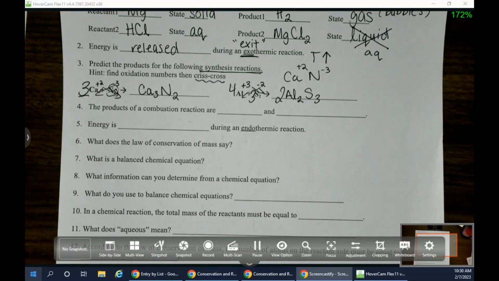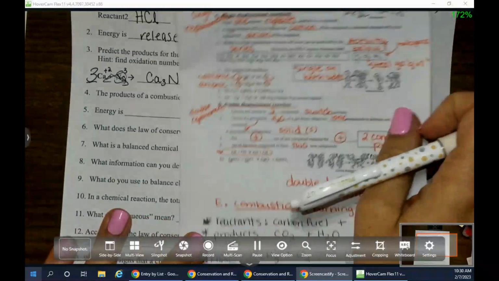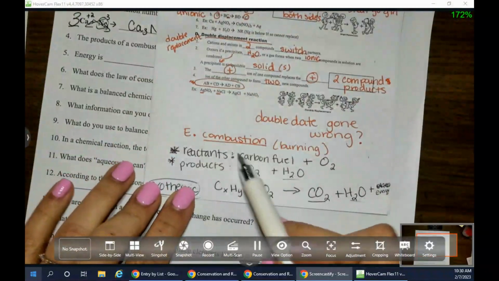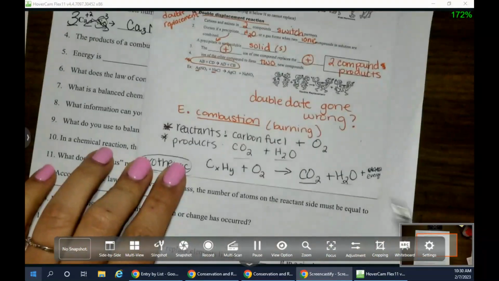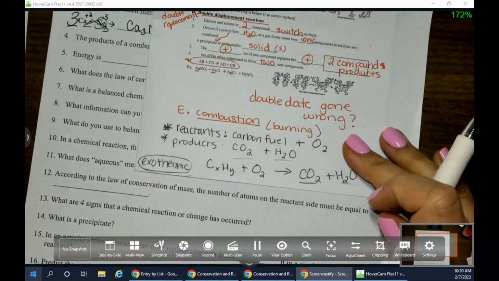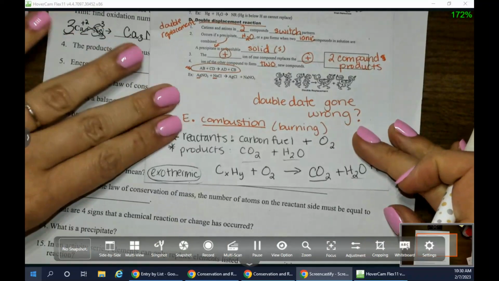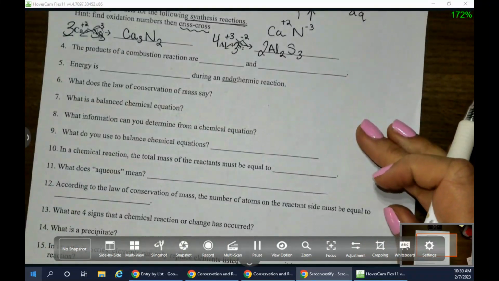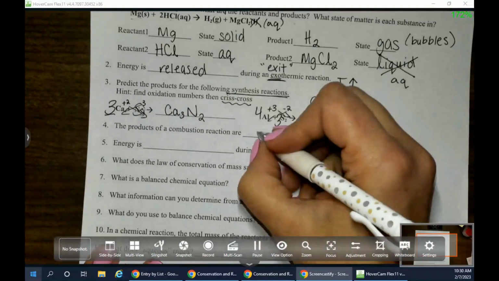At the very bottom of your silly story looking notes, with the dating analogy things, we wrote combustion. What are going to be my products every single time for combustion, no matter what? Exactly. CO2 and H2O.